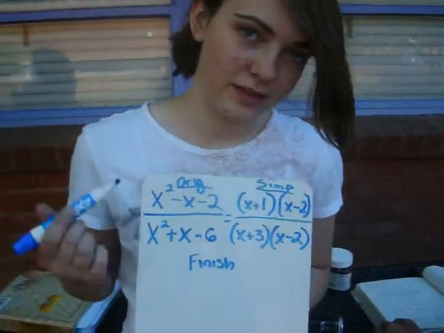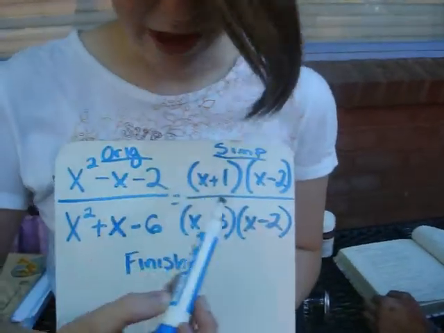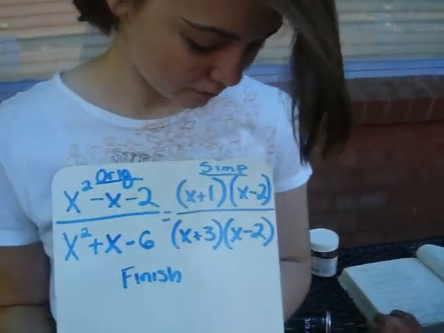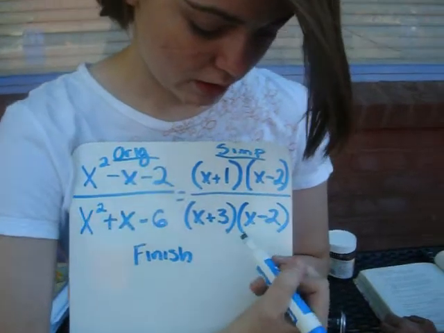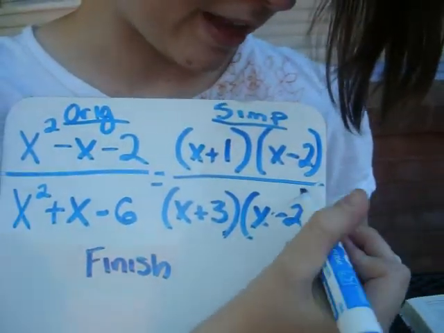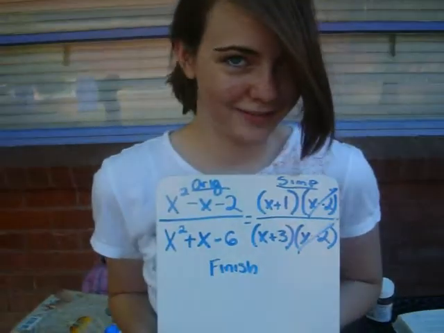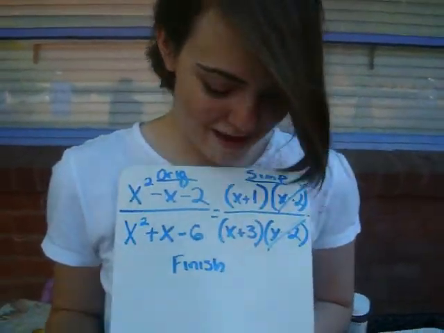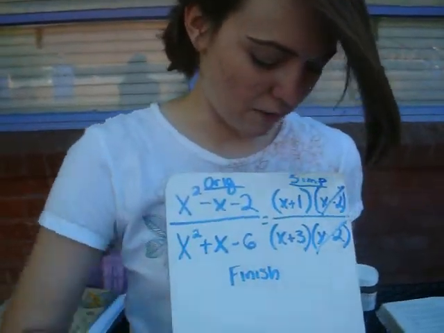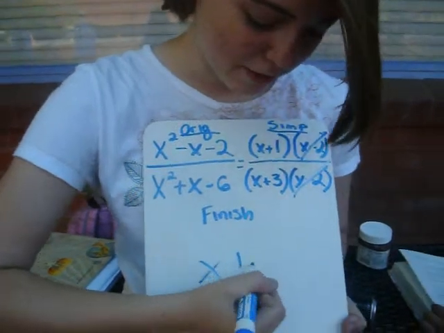Okay, so this is the original problem, and this is it simplified, because it was factored out both ways. And then over here, you have this, and they're the same, so you cross them out. Okay, and this is the finished problem.